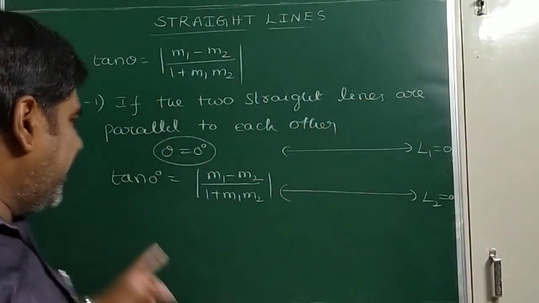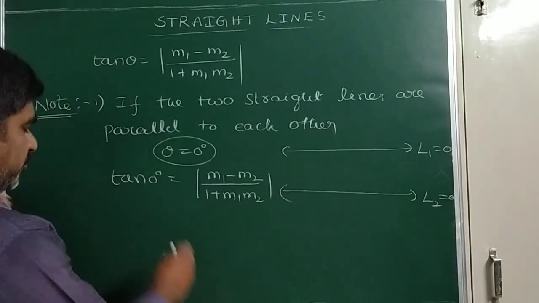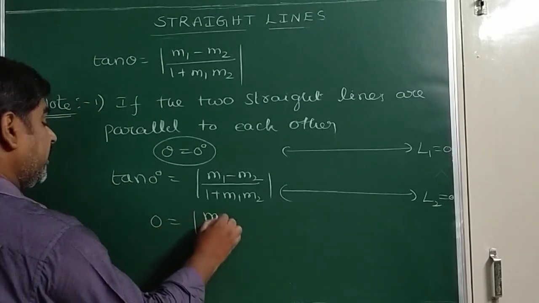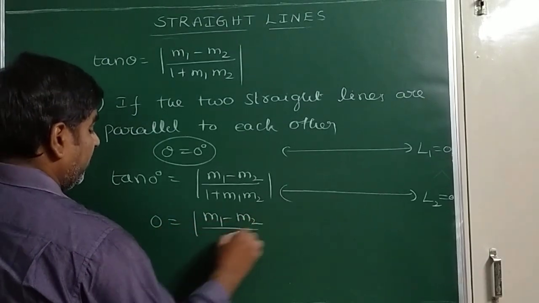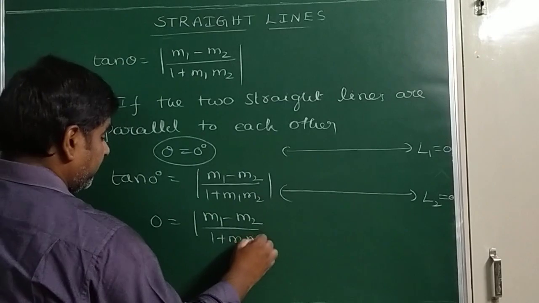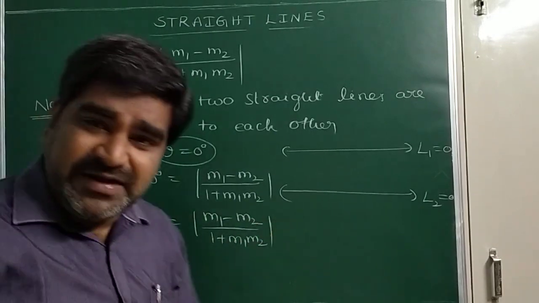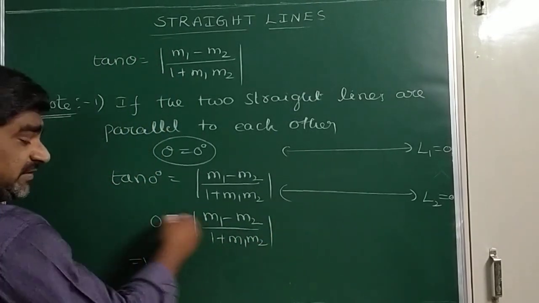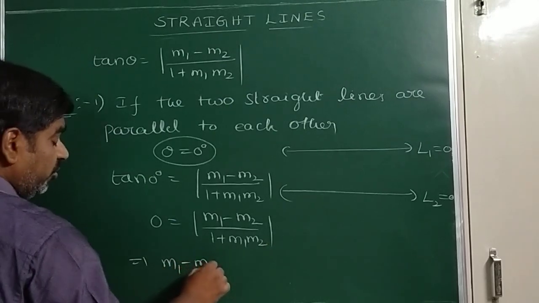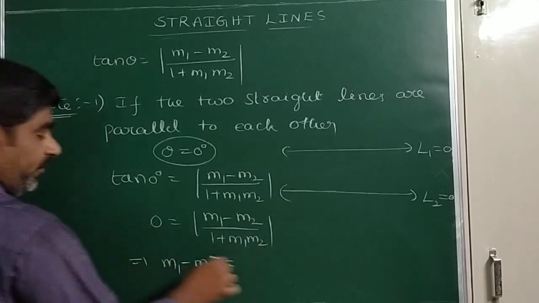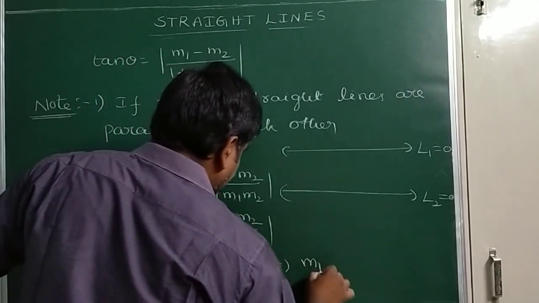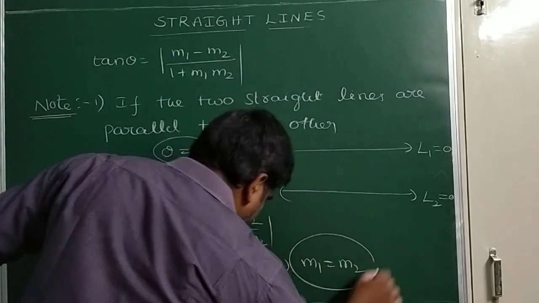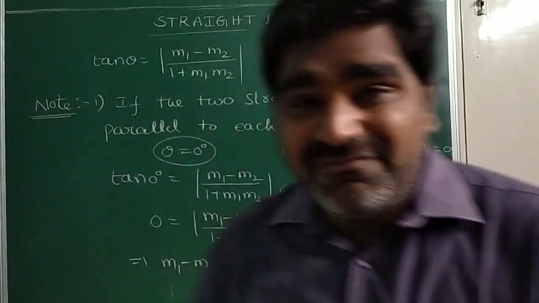As you all know, the value of tan 0 is 0. So 0 is equal to modulus of (m1 minus m2) by (1 plus m1 m2). Just apply cross multiplication. Then from this, m1 minus m2 is equal to 0, so m1 is equal to m2. It's a very important condition.